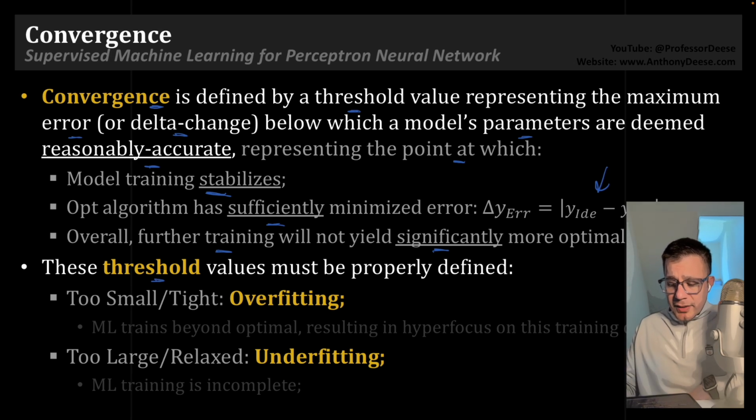These threshold values must be properly defined. If we have too small of a convergence threshold, if that threshold is too tight, we may end up with overfitting. And what that means is that our machine learning algorithm trains beyond what is optimal, resulting in a hyper-focus on the specific training data set that it's working with. And that's not a good thing, because it means it won't perform well for other data sets that it may see in the real world. Now, if we have too large of a threshold, or if the constraint is too relaxed, then we may end up with underfitting, and that would be the case where the machine learning is really incomplete. It hasn't finished its job.